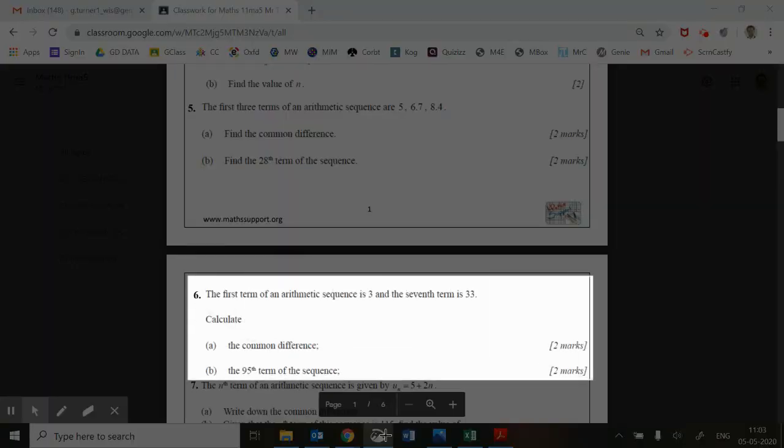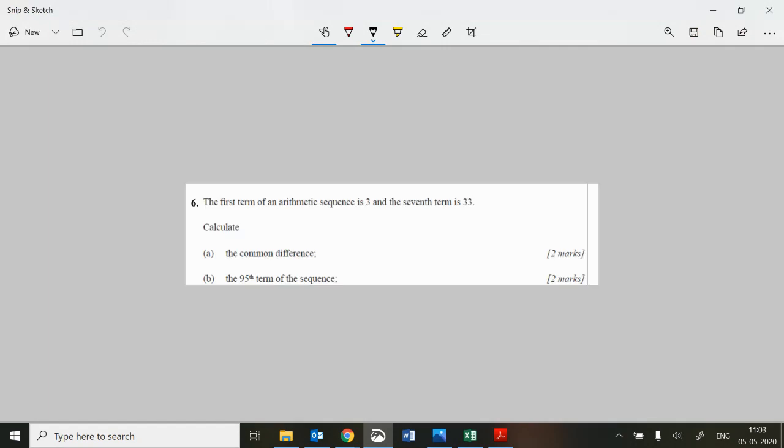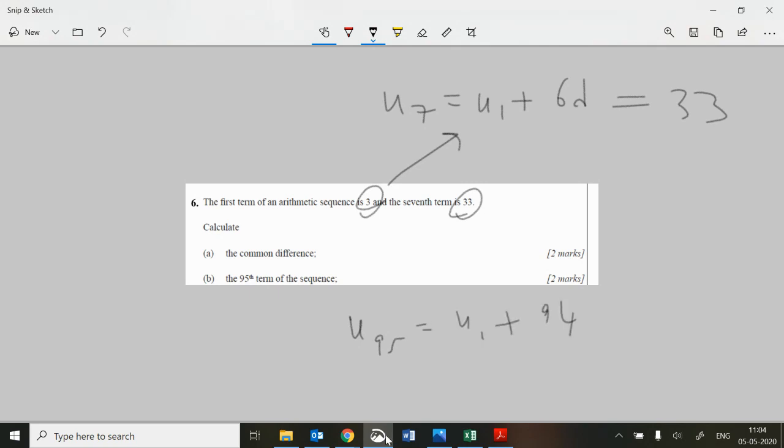Question 6. First term of an arithmetic sequence is 3, so there's A or U1, and the 7th term is 33. So U7 equals U1, which is 3, plus 6 lots of D, that's n minus 1 lots of D. Calculate the common difference. Well, again, set it equal to 33. Put in U1 and solve for D. And to work out the 95th term, UN be U95, which is U1 plus 94 lots of D. You can use the information from the previous part to solve that.